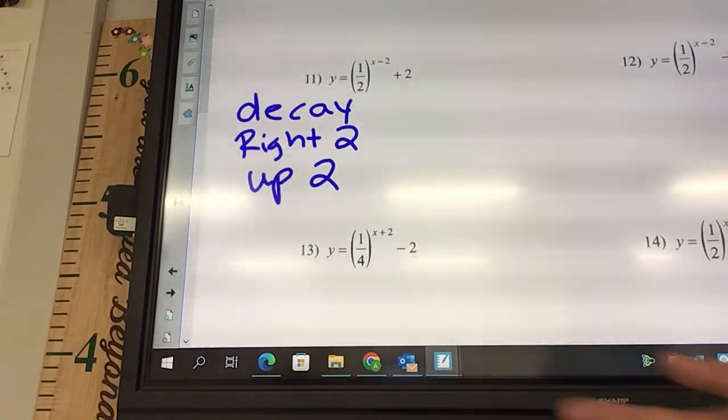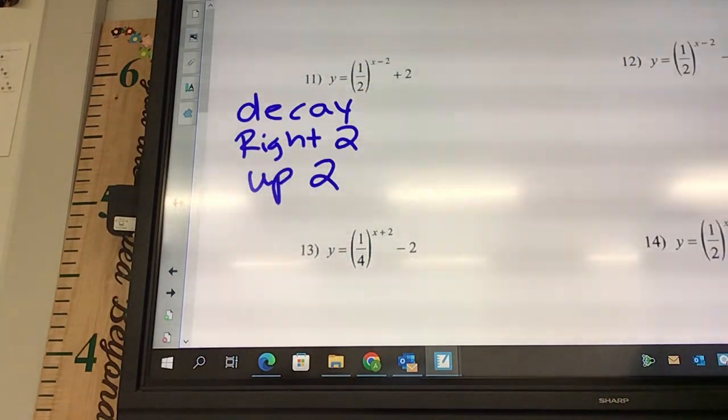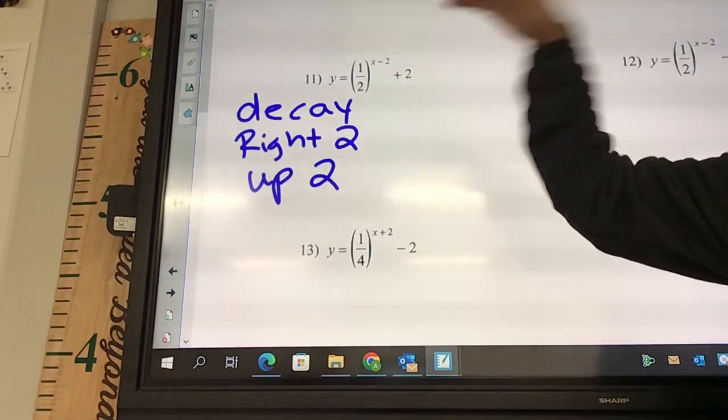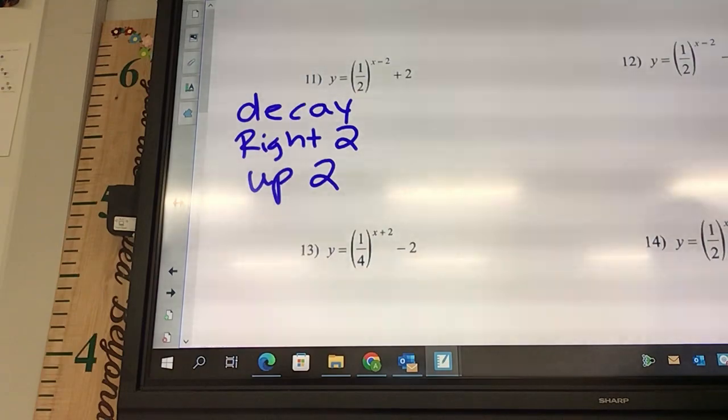Okay, because even I don't always remember the left and right. So those are the ones. The up and down I feel like are easy for me because if it's plus it goes up. But the inside is just weird.